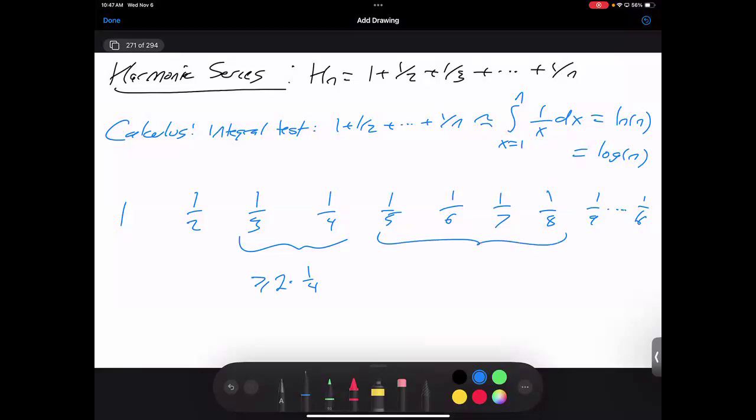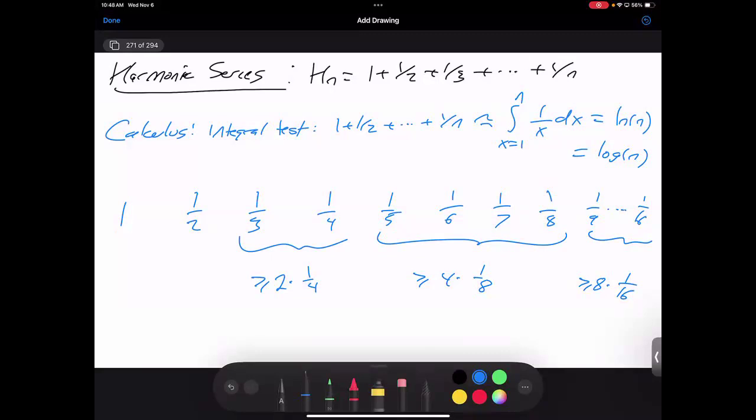Over here, what are they greater than? Each fraction is greater than or equal to 1/8. And so this will be greater than or equal to 4 times 1/8. For the next one, we have 8 terms, and each one is at least 1/16. So this shows you the sum is going to be at least 1 plus 1/2 plus 1/2 plus 1/2 plus 1/2 plus 1/2. And that's going to give you a lower bound that's going to be on the order of the log of the number. So it's what's the highest power of 2 we can get before we cross that 1 over n threshold.